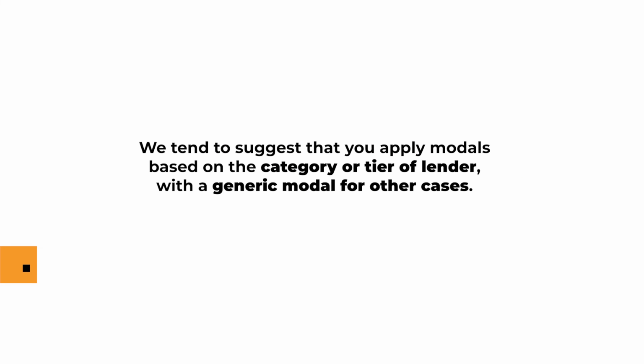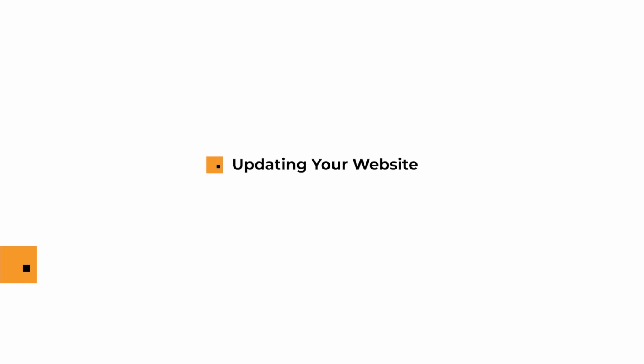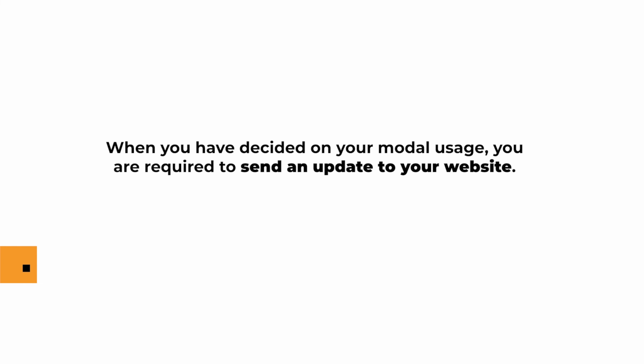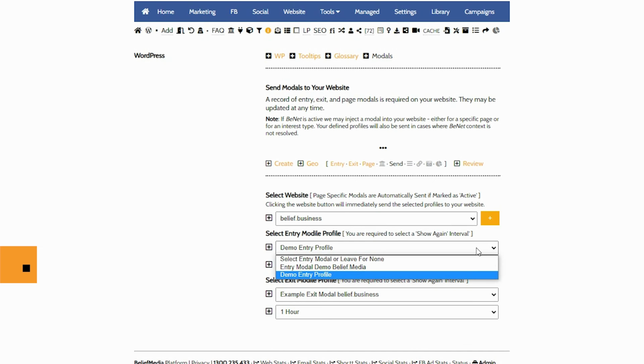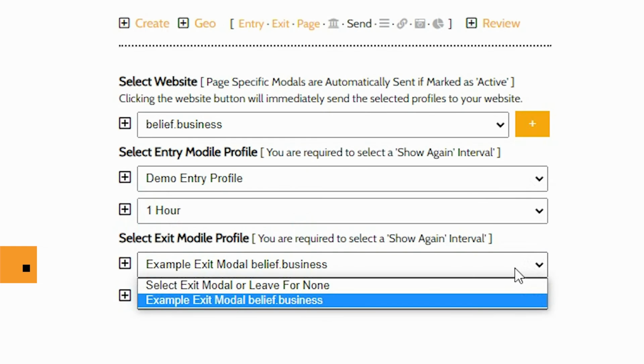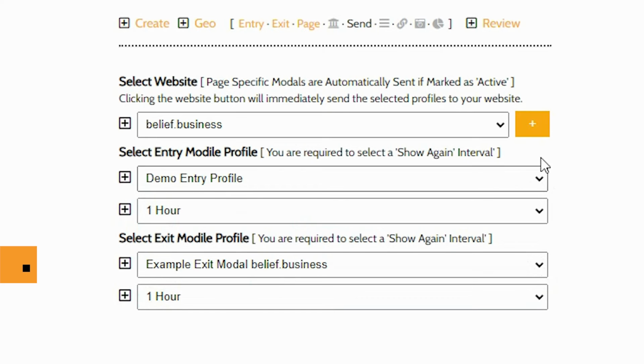We tend to suggest that you apply modals based on the category or tier of lender with the generic modal for all other cases. When you have defined all your modal usage, you are required to send an update to your website. And this is because Yabber is a multi-website system. Select your website, entry and exit modal, show again time, and send. Your updates will immediately apply.